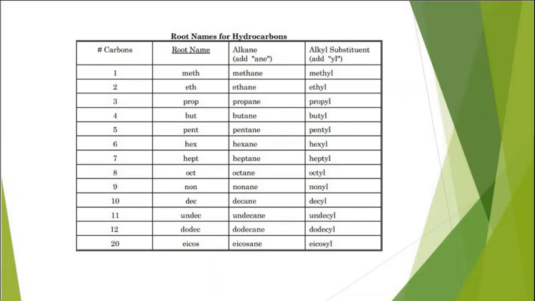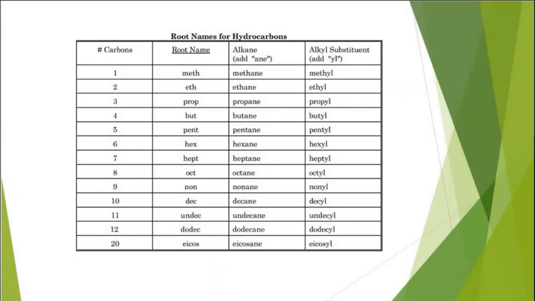The symbol capital R is used to designate a generic or unspecific alkyl group. For example, ethyl, methyl, collectively these will be included in alkyl groups, and that will be represented by the symbol R.